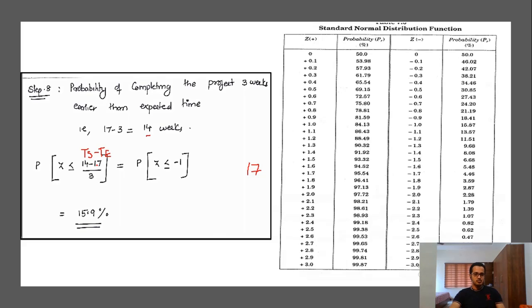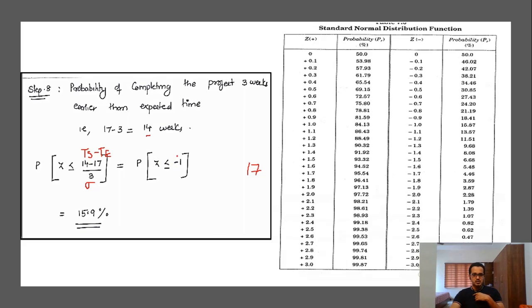TE is 17, it won't change. TS keeps on changing as per the question. So TS, in the first case it was 18, now it is 14. So 14 minus 17 by 3, this is sigma, the standard deviation value. So we got the value as -1.